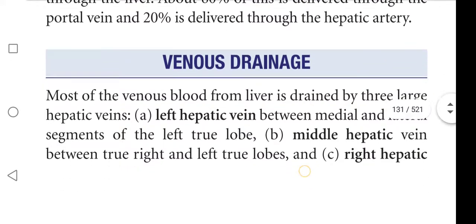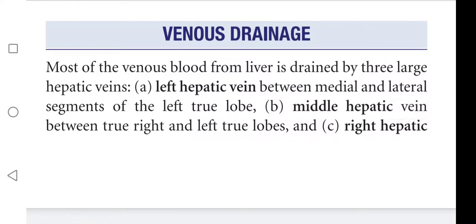Next, venous drainage. Most of the venous blood from the liver is drained by three large hepatic veins: the left hepatic vein, the middle hepatic vein, and the right hepatic vein.